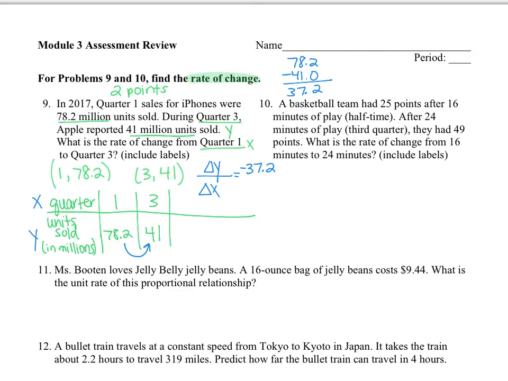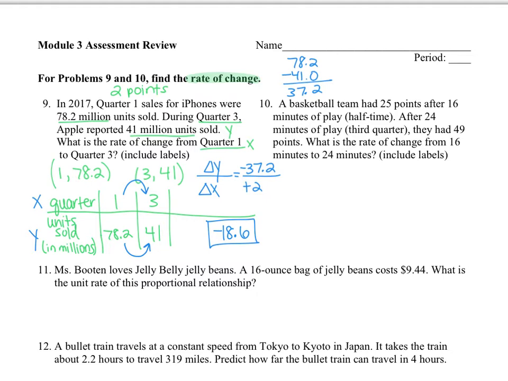My sales went down. And then how much time has transpired? And so that would be my quarter, my change in X. And so how do I get from 1 to 3? Was adding 2. So 2 quarters had gone by. So then that's your rate of change. So you can just divide that number to find the rate of change. So negative 37.2 divided by 2, and that will give you negative 18.6. So that's your rate of change.